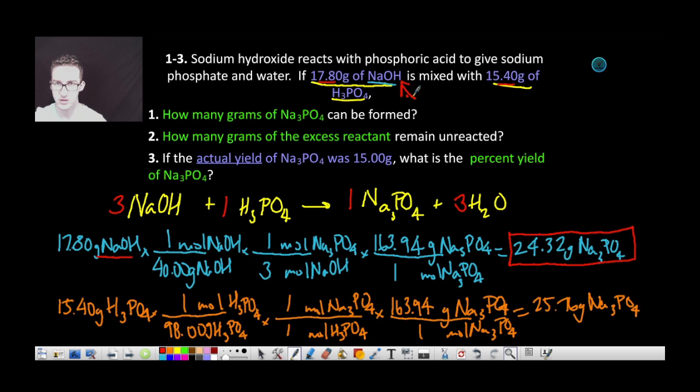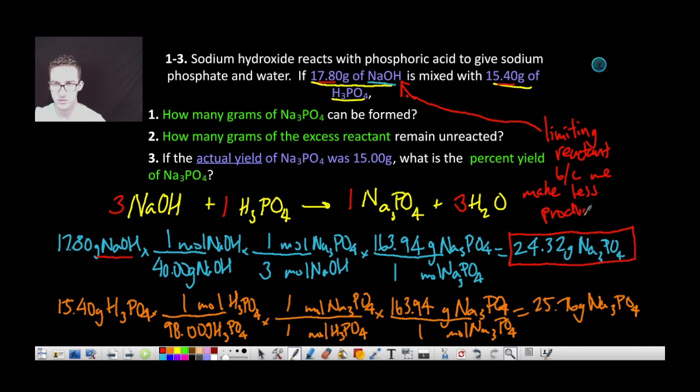So I'm going to do one of these. Boop. Limiting reactant. Because we make less product. Boom. So again, as you're looking to determine which reactant is going to limit the amount of product you can make, you just need to do two quick stoichiometry calculations.